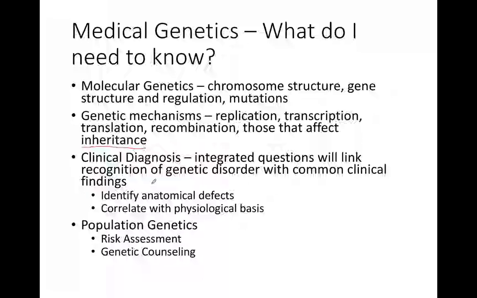So recognizing what are the characteristics of individuals with either common or, in most cases, fairly uncommon genetic disorders, because let's face it, most of the Mendelian inherited genetic disorders are pretty rare. So it will be important to be able to identify anatomical defects in individuals and then correlate those with what the physiological basis of disease might be. And then the final area that we'll cover is in population genetics, where, for example, in individuals seeking genetic counseling, how we can calculate risks of particular disorders showing up in those families.